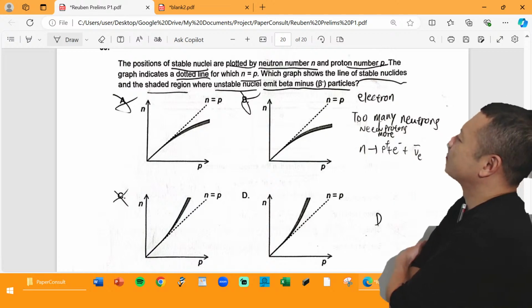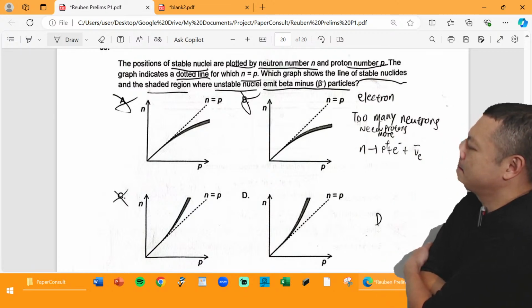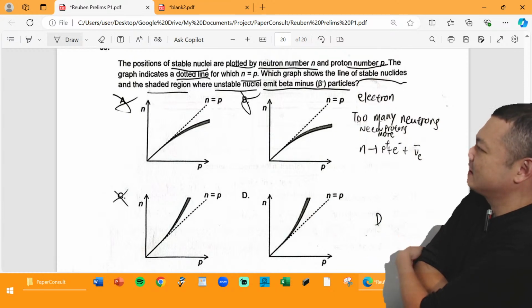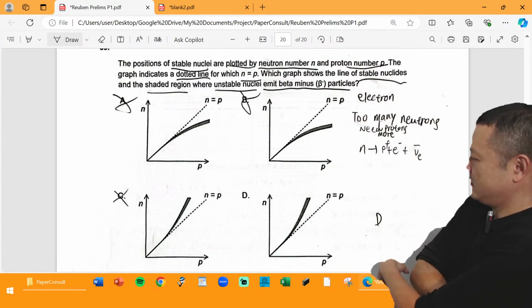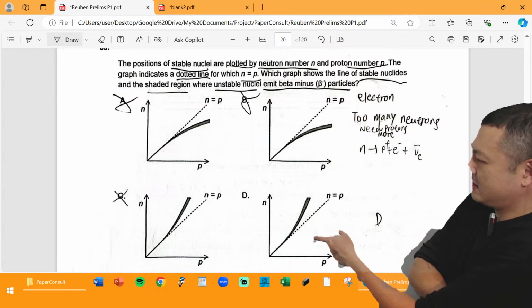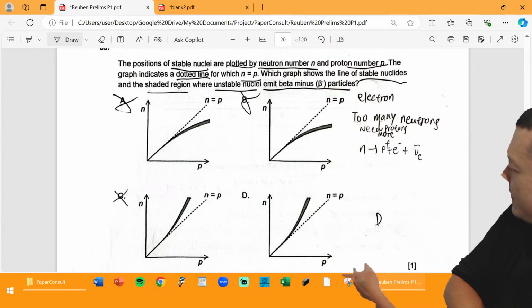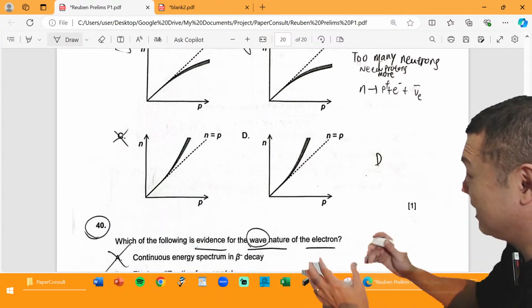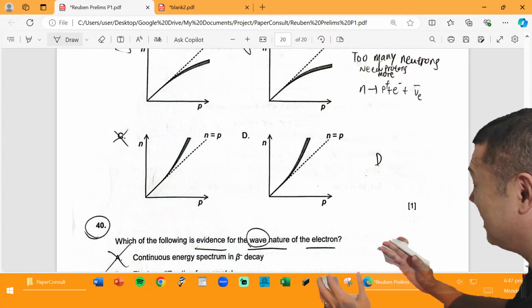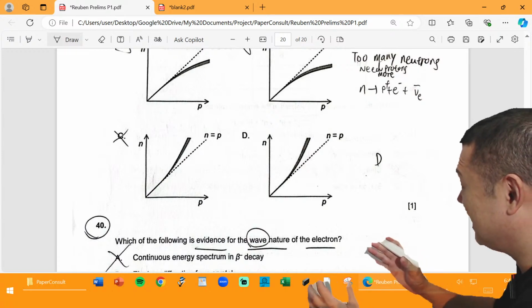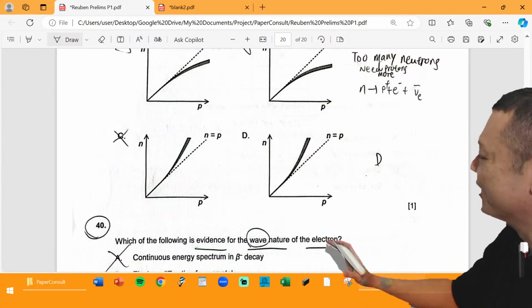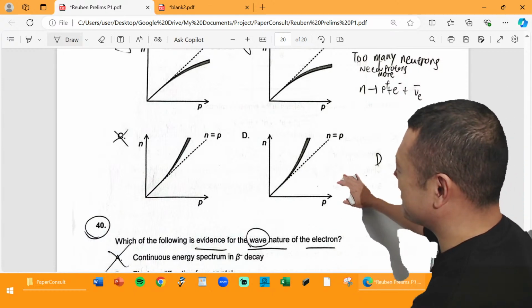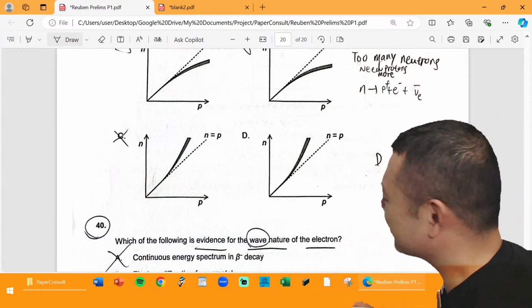Wait, what's this? Ah, this one is the graph itself, right? Yeah, the graph itself. But it looks like, what's the difference between, like, the region. Wait, you guys are making me confused. Huh?